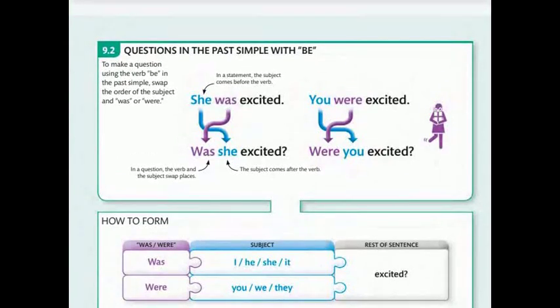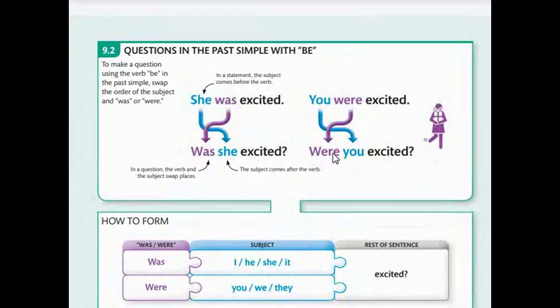9.2. Questions in the past simple with be. To make a question using the verb be in the past simple, swap the order of the subject and the words was or were. For example, she was excited. In a statement, the subject comes before the verb. Was she excited? In a question, the verb takes the subject's place, and the subject comes after the verb.